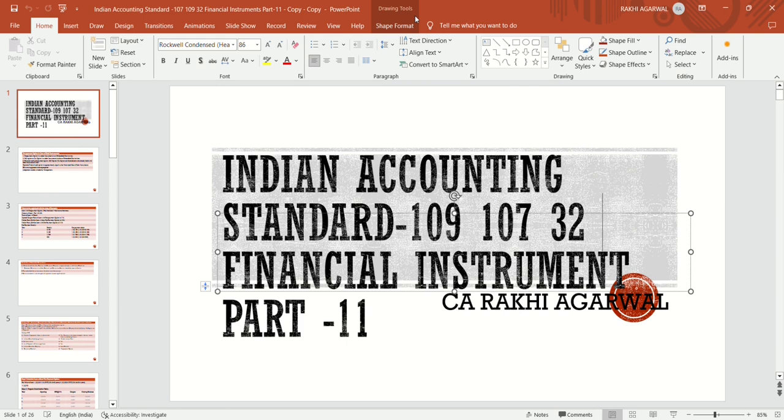Then we had discussed the transaction cost, how it is to be accounted in case of financial asset, financial liability and equity. In case of financial asset, it should be capitalized with the value of the asset. In case of financial liability, in case of amortized cost, it should be reduced from the value of the liability. And in case of FVTPL, it will be charged to P&L.